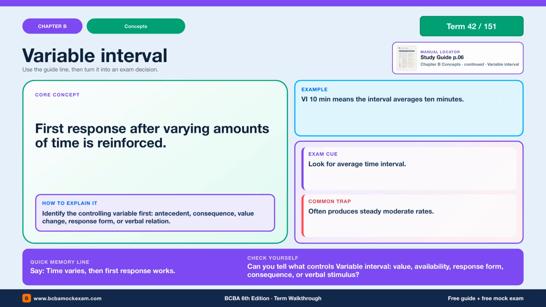Variable interval. Variable interval means the first response after varying amounts of time is reinforced. For example, VI 10 minutes means the interval averages 10 minutes, but the exact time varies. The exam cue is average time interval. The trap is confusing it with variable ratio. Ratio counts responses. Interval tracks time. Memory line: Time varies, then the first response works.